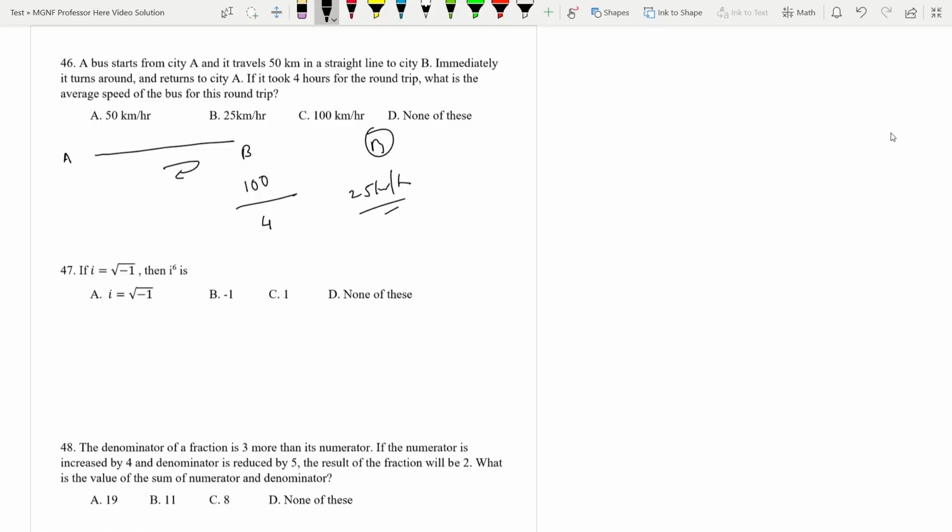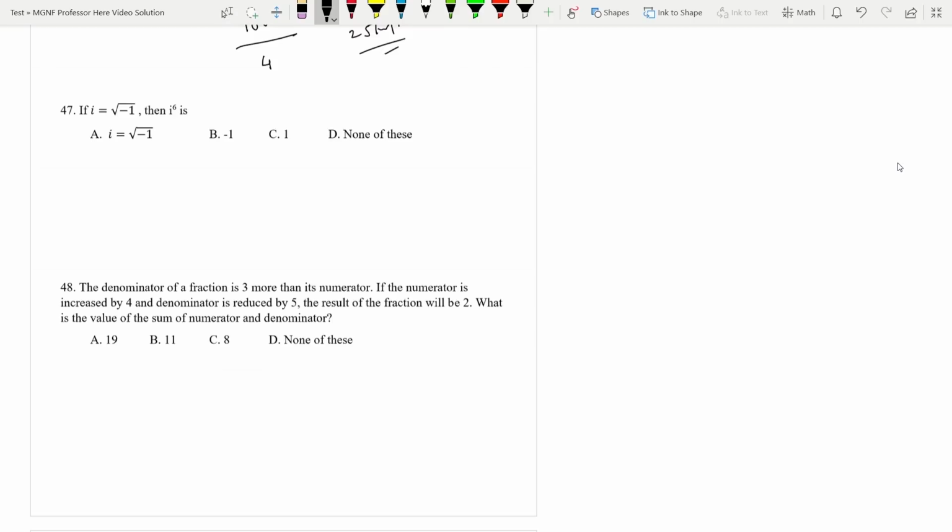Now we move on to question number 47. If i is equal to root of minus 1, then i raised to 6 is, okay. i is equal to root of minus 1, which means i square is equal to minus 1. i cube is equal to minus i, i raised to 4 is equal to 1. i raised to 5 is equal to root of minus 1. i raised to 6 is equal to minus 1. So minus 1, option B is the answer.